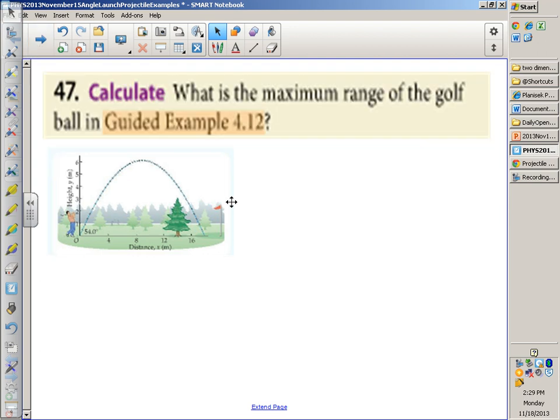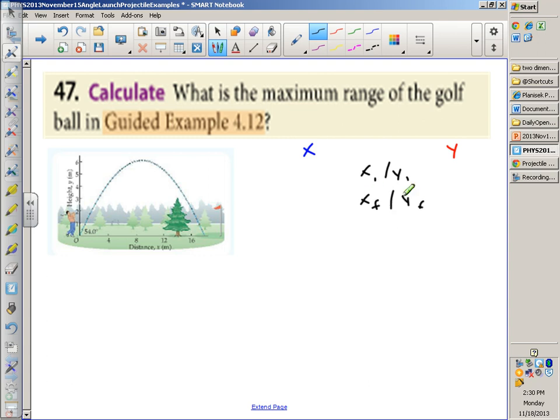That being the case, let's take a look on your sheets. The last problem that we didn't do on Friday was number 47. It says calculate the maximum range of the golf ball in 4.12. So first, let's get ourselves our list. Initial position, final position, initial velocity, final velocity, acceleration, time. Okay?